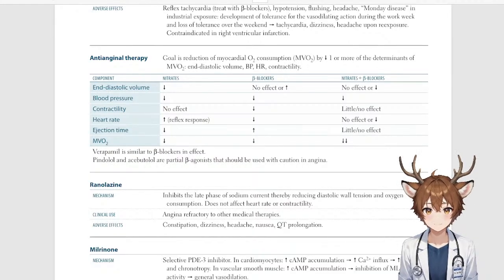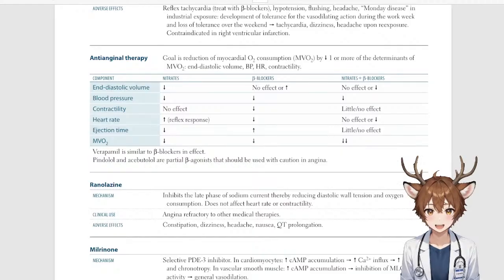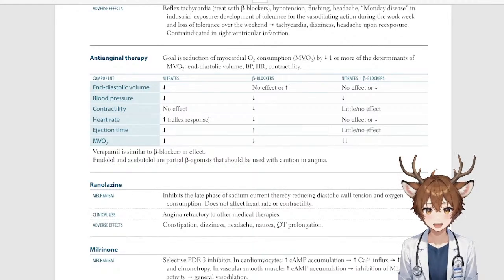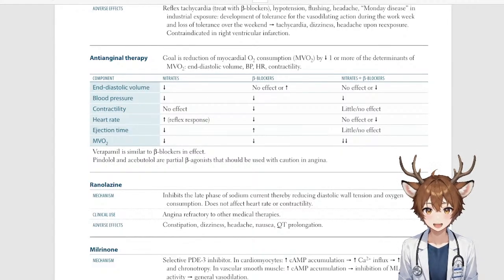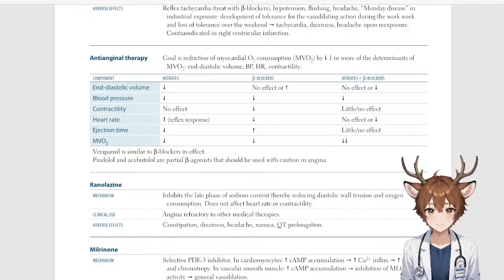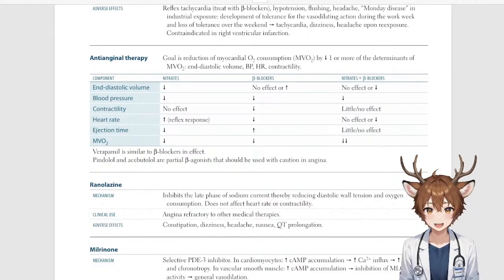Oh, let me read this differently. Sorry, I'm reading this in a bad way. For nitrates, for example, nitrates have a decreased end diastolic volume, decreased blood pressure, an increase in contractility, which is a reflex response, an increase in heart rate, because that's a reflex tachycardia, a decreased ejection time, and a decreased MVO2.